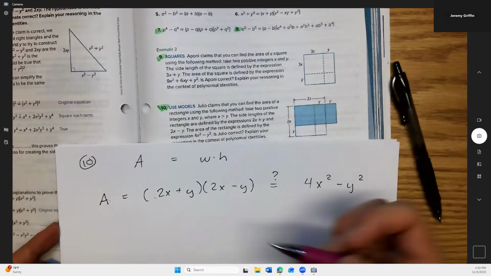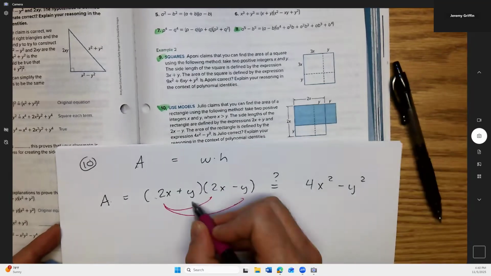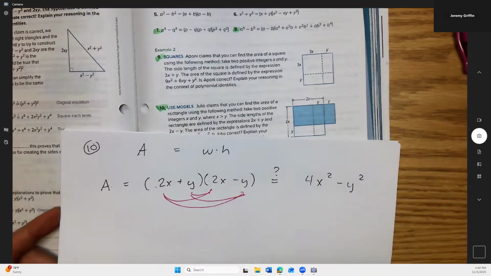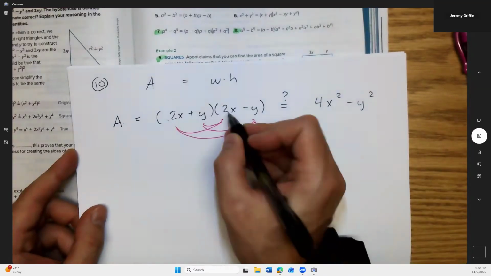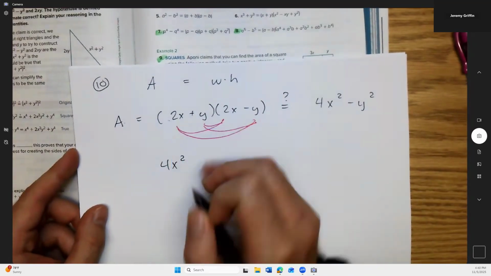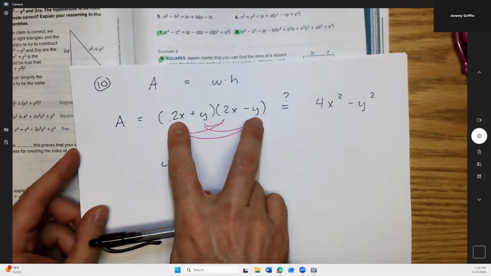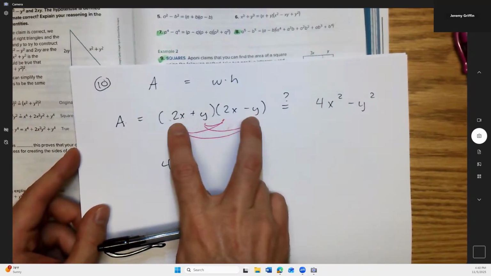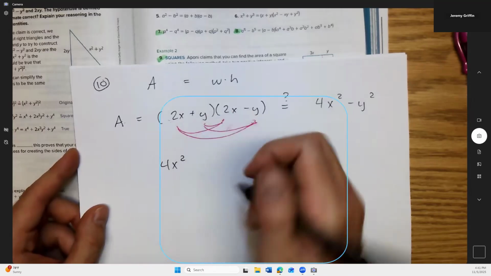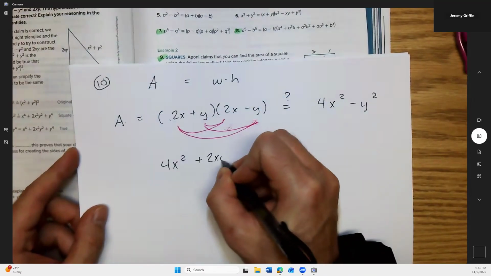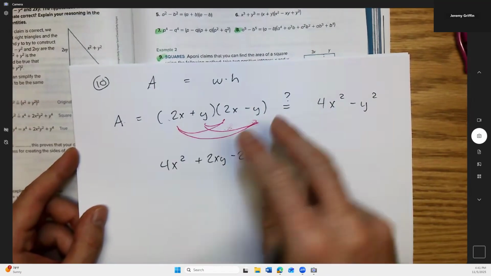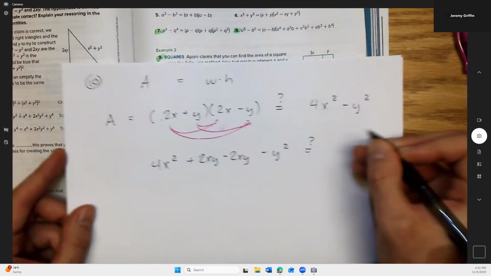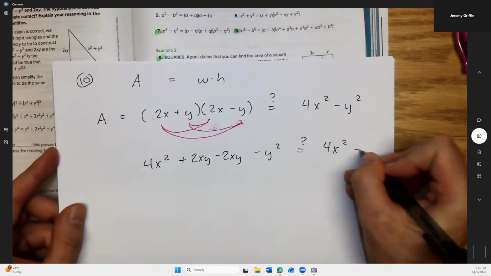Well, I can do first, outside, inside, last, because I know the area of a rectangle. I got that set up. I can just multiply that out, make a polynomial. That's fine. So 2x times 2x, that's 4x squared. Outside, 2x times negative y. Inside is 2x times positive y. That's going to cancel. You see the outside, inside cancel? Here, I'll go ahead and write it out. Plus 2xy minus 2xy. Okay. And then finally, minus y squared. Okay, so is that equal to 4x squared minus y squared?